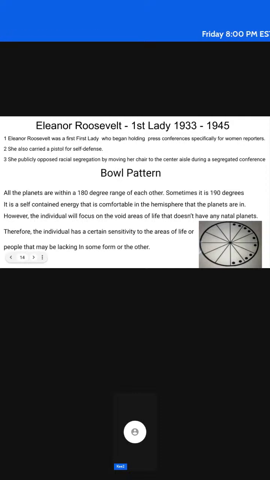of life that doesn't have any natal planets. Therefore, the individual has a certain sensitivity to the area of life or people that may be lacking in some form or the other.